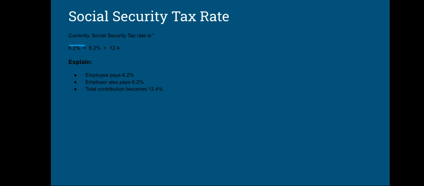Now talking about the Social Security tax rate. Currently, Social Security tax rate is 6.2%. It's 6.2% contribution from the employee side and an equal contribution from the employer side as well. So the total should be 12.4%. Here you can see where I have mentioned it. It says that the employee pays 6.2% and the employer also pays 6.2%. The total contribution becomes 12.4%, and this 6.2%, or you can say 12.4%, will be deducted on total gross salary.